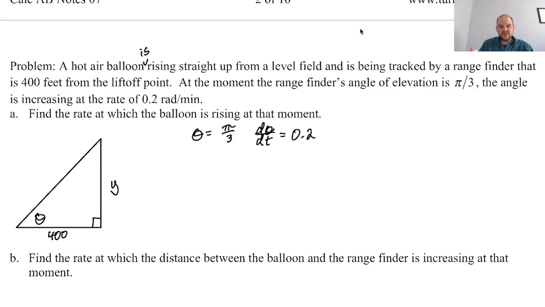Now I need a relationship. So I need something that relates the side opposite an angle to the side adjacent to the angle. That feels like a tangent situation to me. So I'm going to say that the tan of theta is y over 400, because it is. Oh, and what are we trying to find? We're trying to find dy dt.